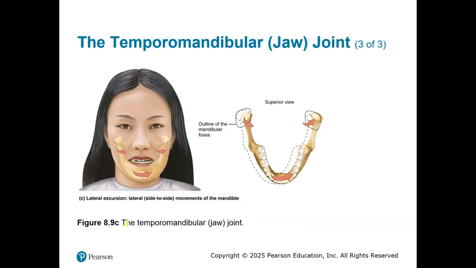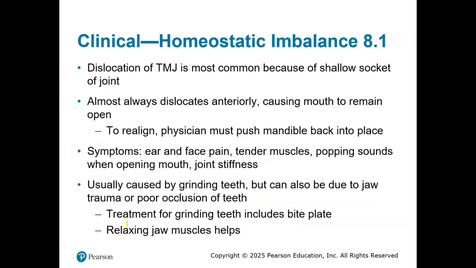I'm just going to point out mostly about the knee, but I will read through the homeostatic imbalance. TMJ stands for temporomandibular joint. Dislocation of that is dislocation of your jaw. The reason that dislocation of your jaw is common is because the socket of the joint is shallow, and it's usually caused by grinding your teeth.